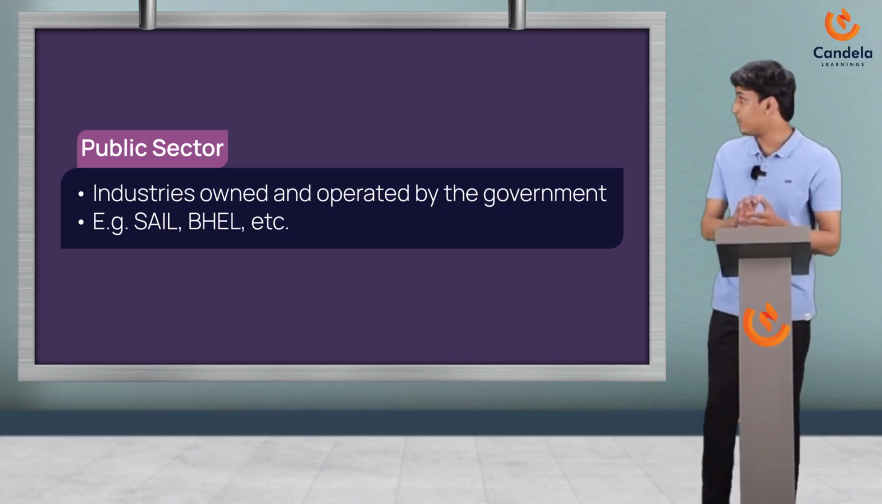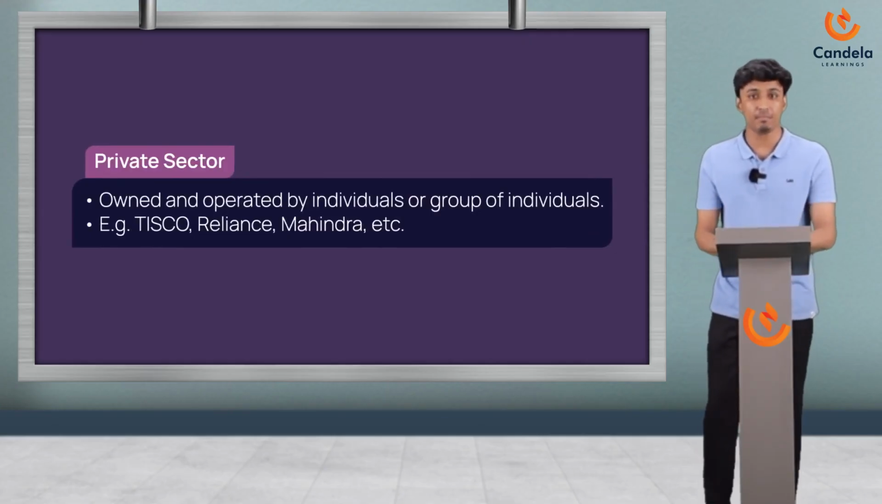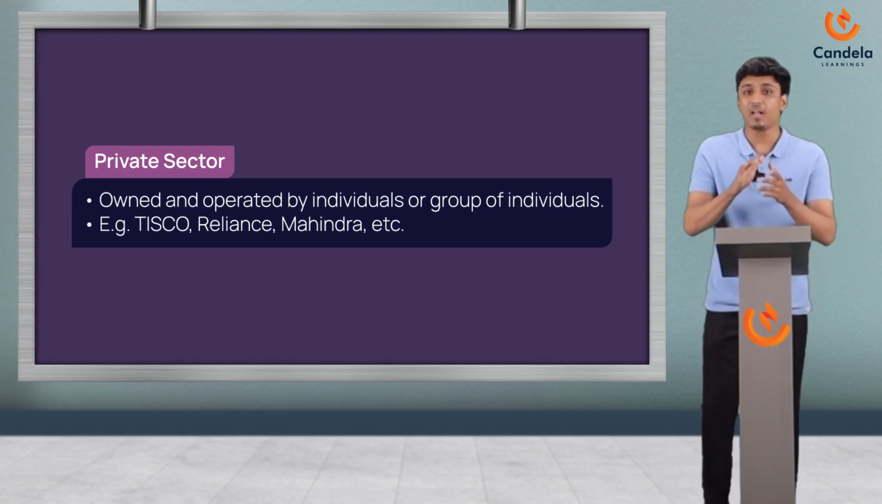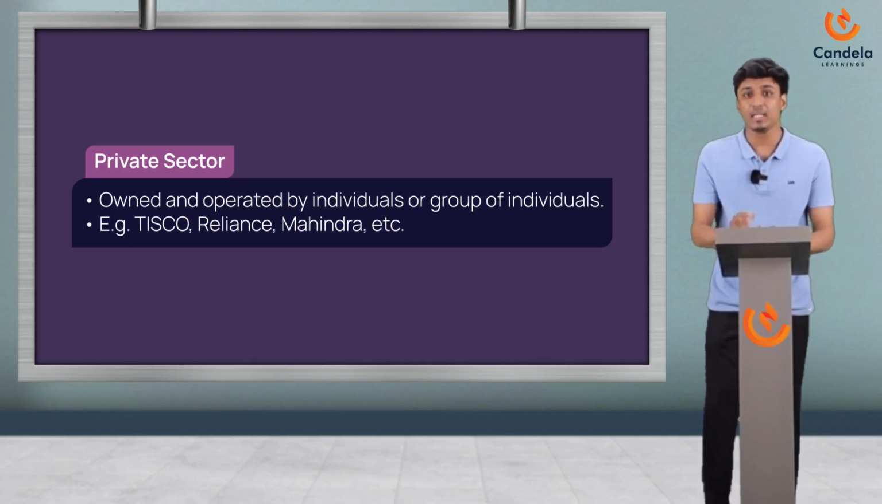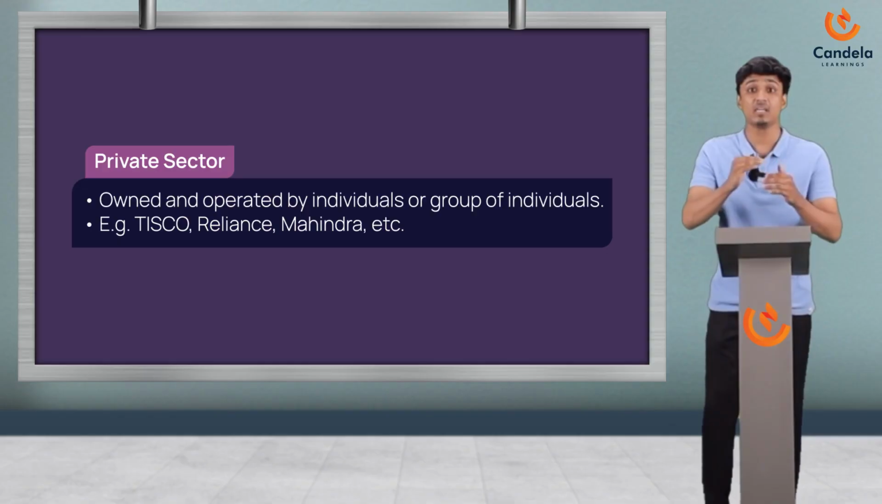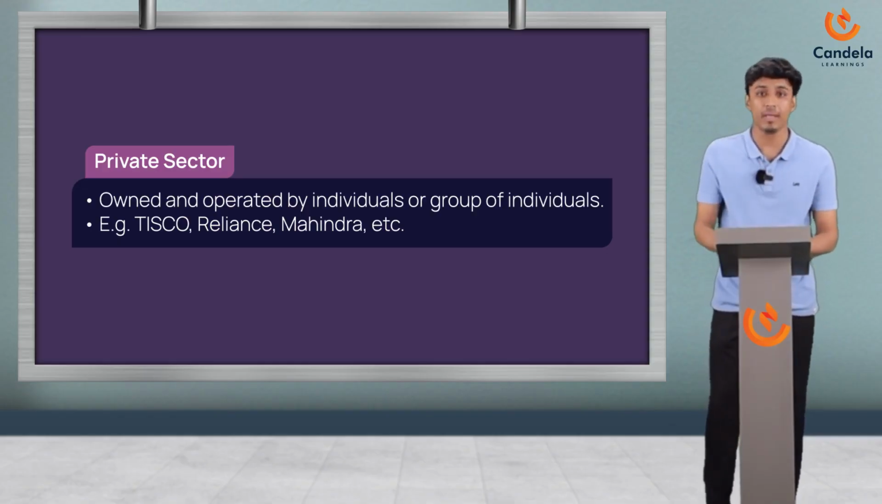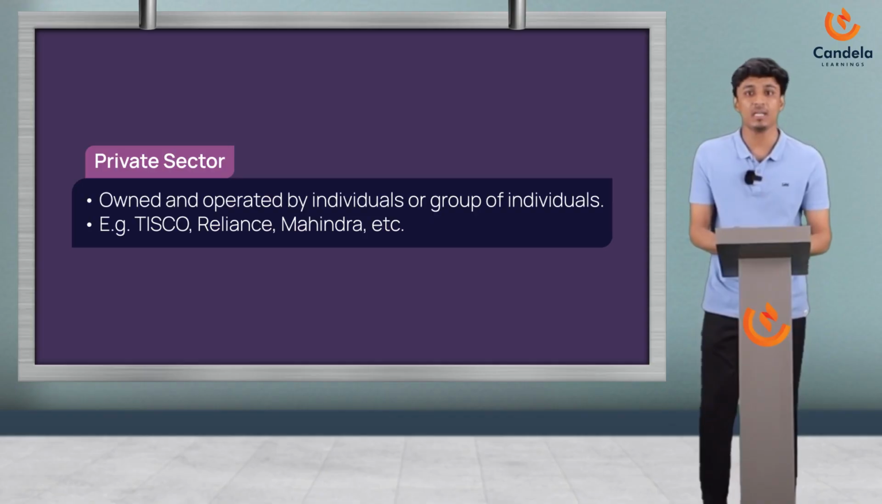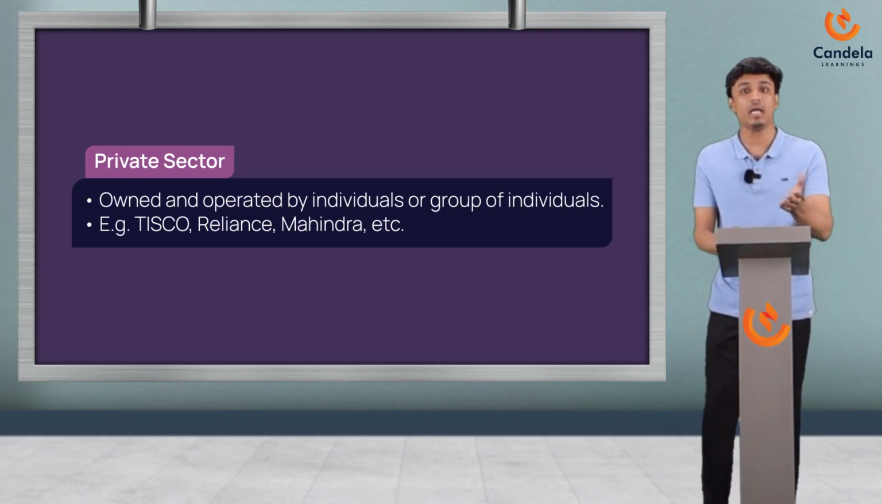Now we will move on to the private sector. See, if you know what the public sector is, then I think you can make out what the private sector is. The private sector refers to the part of an economy that is controlled and managed by individuals and private companies rather than by the government. Private sectors are profit motivated, which means that businesses aim to make a profit by selling goods or services to customers at a price that is higher than the cost of producing them. Below you can see some examples which fall under this category: TISCO, which is the Tata Iron and Steel Company, Reliance, and Mahindra. So these all are private sectors.